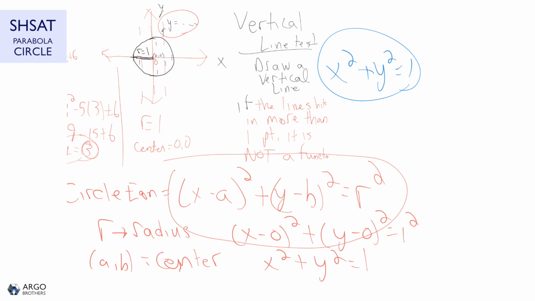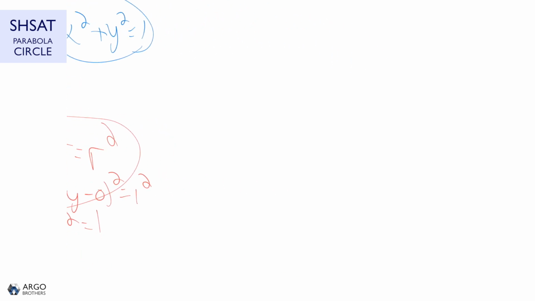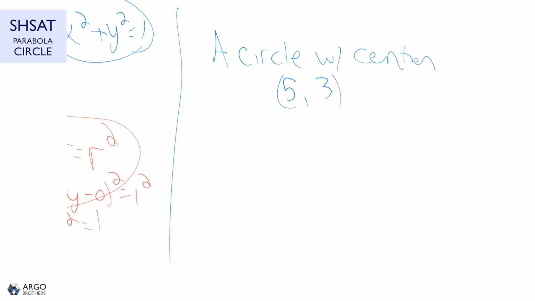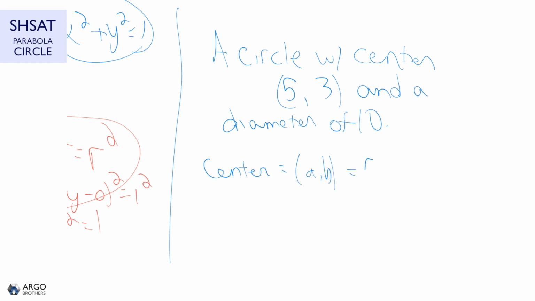So let's graph another circle. How about this? What if I drew a circle with a center of 5, 3 and a diameter of 10? Okay, well, the things we need are radius and center. We have both. Center is (a, b), which is (5, 3), and the radius is half the diameter, of course, so that equals 5. See, that's all we need.